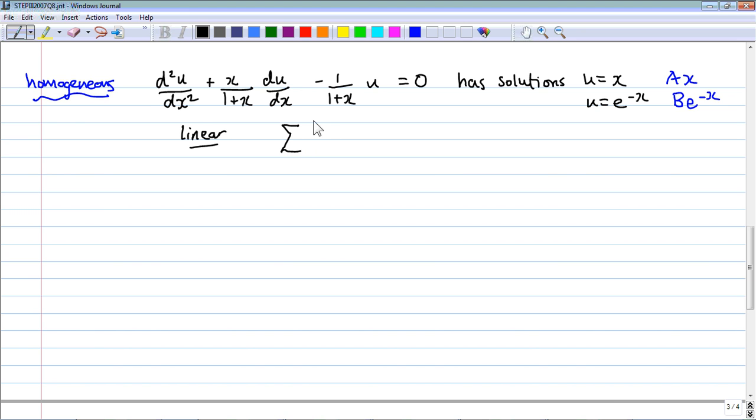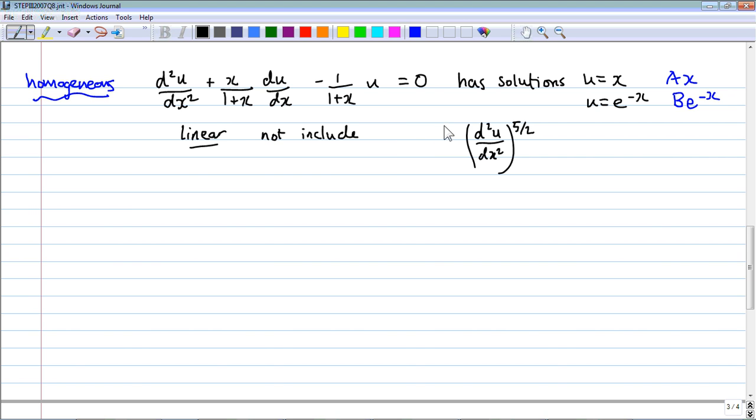Well, it means that the terms in the derivatives are not powers. So this equation does not include things like du by dx squared or d2u by dx squared to the 5 over 2. So it's linear in that sense. So don't confuse linear with order or degree.